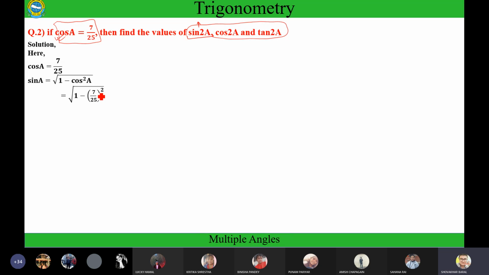Okay. So this is equal to square root of 1 minus (7 by 25) whole square. And further this is equal to square root of 1 minus 49 by 625, which is square root of (625 minus 49) by 625. And if you subtract it, it will be 576 by 625 and its square root is 24 by 25.